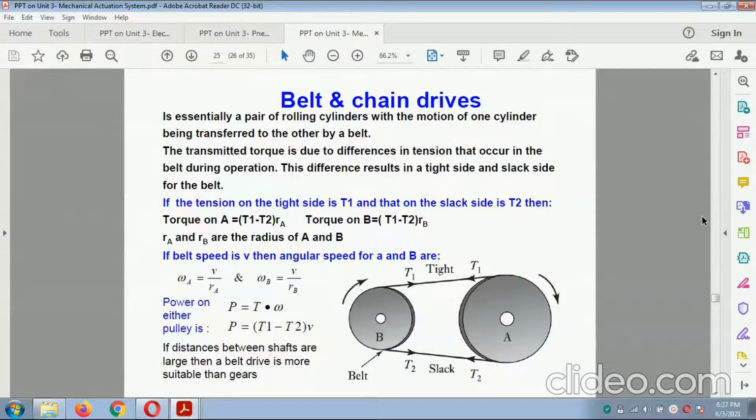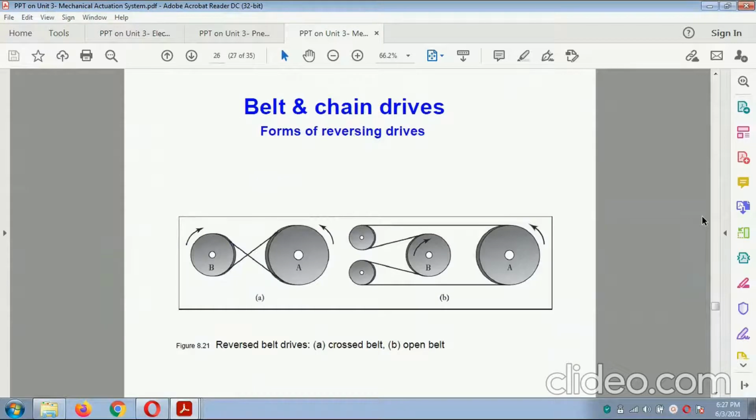If the speed is V, then the angular speeds of A and B are WA equal to V upon RA, and WB is equal to V upon RB. So the power on the pulley is P is equal to torque times angular velocity. So P is equal to T1 minus T2 times V. If the distance between the shafts is large, then belts are more suitable than gears. So these are the belt and chain drives. This is the diagram related to the cross belt and open belt system.